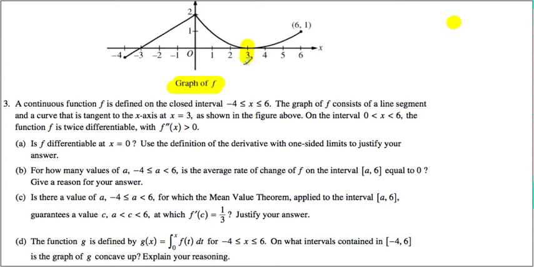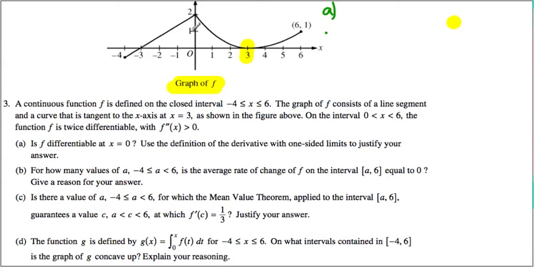And then this section is twice differentiable, where f double prime is positive here. All right, so let us look at part A first. Now, is f differentiable at x equals 0?